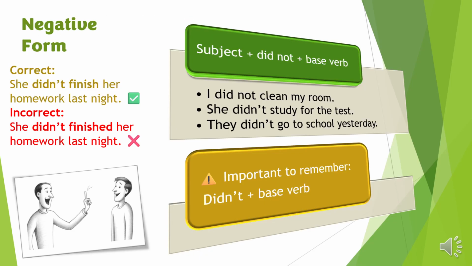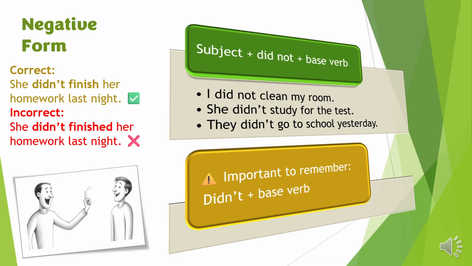Now let's look at the negative form in the simple past. To make a sentence negative, we use did not or the contraction didn't plus the base form of the verb. For example, I cleaned my room becomes I didn't clean my room. Notice something important. After didn't, the verb goes back to its base form, not the past form.